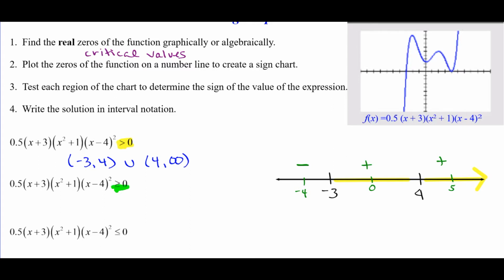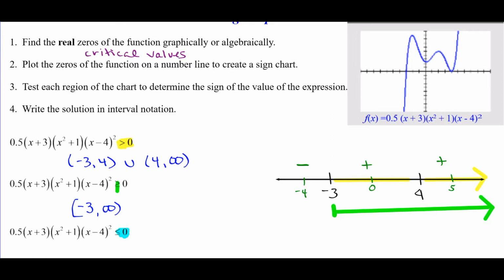This next one asked me for greater than or equal to 0, so now I want everything from the -3 and including the -3 all the way over. I can include the 4, and I can go all the way to the right forever. So for this one, we can start at the -3 and go forever to the right. I'm going to include the -3, so I'm going to put the square bracket on there.